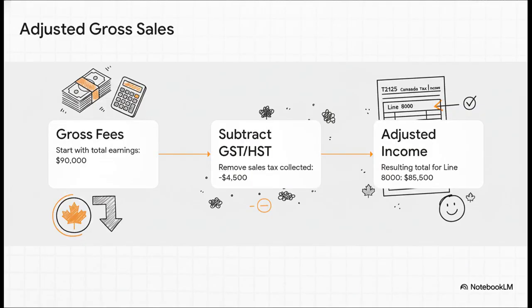So Alex invoiced $90,000. But, and this is a big but, that's not the number he actually reports as his income. Why not? Well, because a chunk of that money isn't really his. It's sales tax that he collected on behalf of the government. Since he's a GST/HST registrant, he first has to subtract the $4,500 in tax he collected. After that one simple step, we're left with his actual adjusted gross sales, $85,500. That's the number that goes on line 8,000, and it becomes our new starting point.